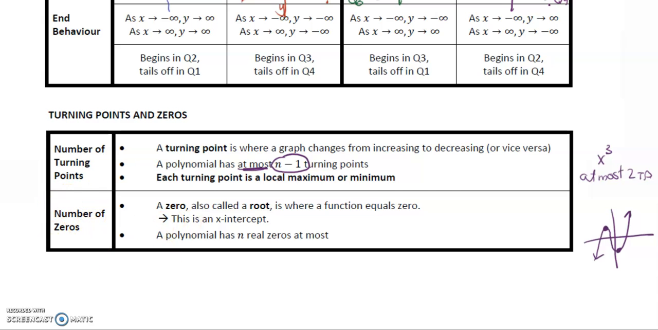Okay, and then number of zeros. We'll do the same example. A zero, also called a root, is where a function equals 0. This is the x-intercept. So take a look at this one. If this is an x cubed graph, we say that there are 3 x-intercepts. So a polynomial has n real zeros. And then again, that's at most. I'm going to change this here. A polynomial has at most n real zeros.